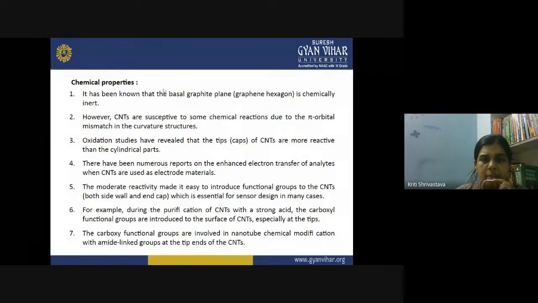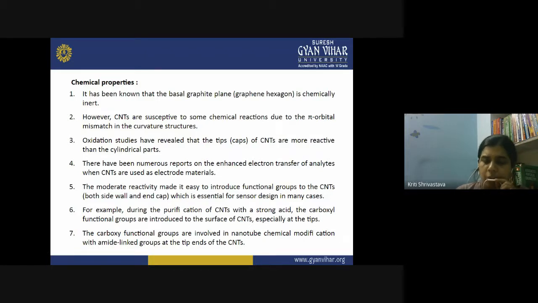Like in case of chemical modification, we have seen, for example, during the purification of carbon nanotube with a strong acid, the carboxyl functional groups are introduced to the surface of CNT, especially at the tips. Why at the tips? Because just as we discussed, they are highly reactive at the tips. Whenever there is a curvature on the tube, they are more reactive at that place. Now, these carboxyl functional groups are involved in the nanotube chemical modification with amide linked group at the tip end of the carbon nanotube.